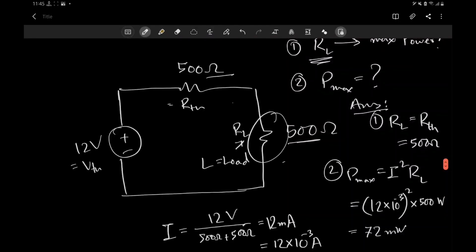And the way we can transfer that power is by using the 500 ohm resistance. If you use something else here, maybe a 400 ohm resistor, you will see that the power is not as much as 72 milliwatts. It will be something less than 72 milliwatts. And even if you use a 600 ohm resistor, you will see that it's still less than 72 milliwatts. Only if you use exactly 500 ohm will you have the maximum power. That's the whole maximum power transfer thing.